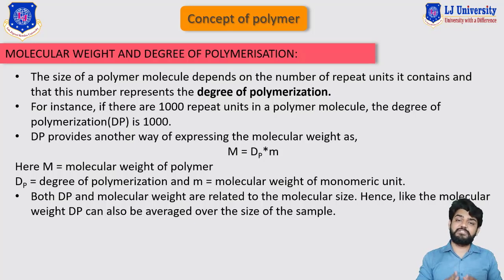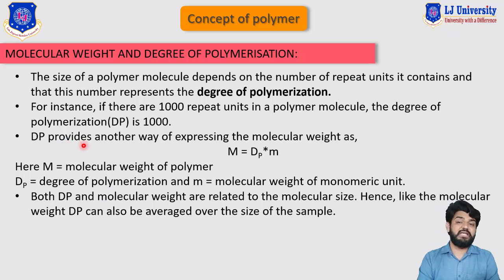Let's suppose that 5 monomeric units of ethane molecule are combined together to form a polyethylene molecule. Then the degree of polymerization for that particular polymer will be 5, because 5 monomeric units are combined together to form polyethylene. Now for instance, let's take an example. If there are thousands of repeating units combined together to form a polymer, then the degree of polymerization for that polymer will be 1000, and it will be represented as dP equal to 1000.